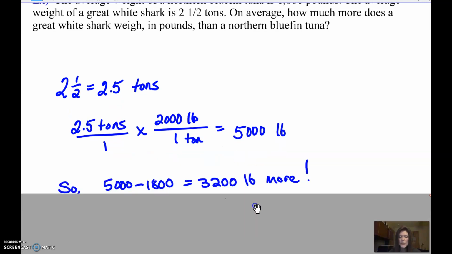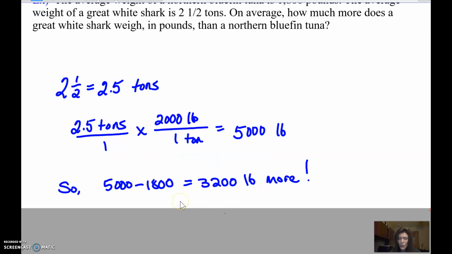Wow, that's huge. All right, so how much more? I'm looking for a difference. I'm going to take that 5,000 minus the 1,800 for the tuna and realize that that shark weighs 3,200 pounds more. It's more than double. It's a huge creature. Let me know if you have any questions.